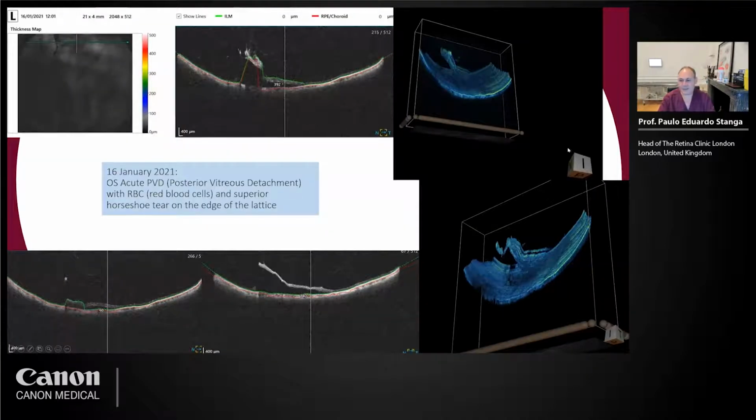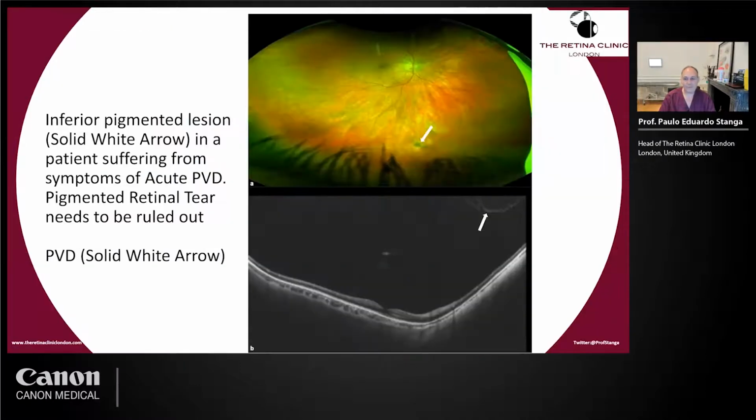And here you can see the 3D rendering. You can see the vitreous attachment. You can see that there is a little bit of subretinal fluid already. So there is the beginning of a subclinical detachment, as you can see here, more than 2 disc areas of subretinal fluid. So again, very helpful.